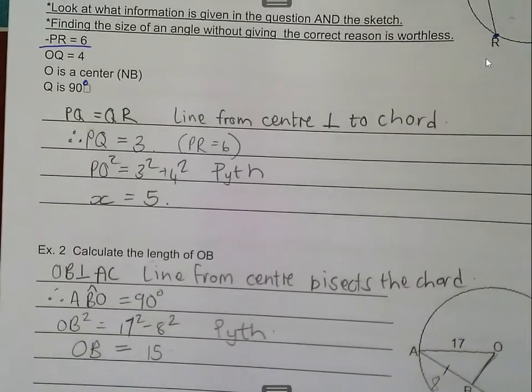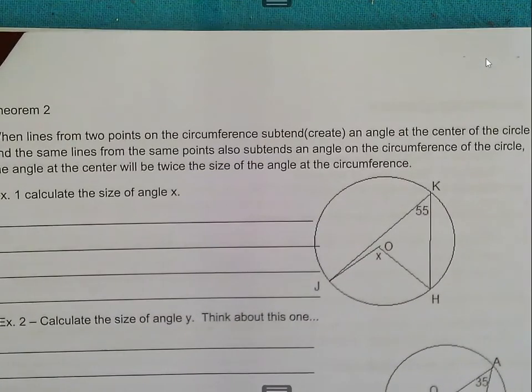Can we look at the example for Theorem 2? Do you remember what Theorem 2 is? The angle at the center is equal to 2 times the angle at the circumference. And those two angles must be, what's that word? Subtended by the same chord or arc, the same 2 points. The same mom and dad must have a baby at the circumference, and the same mom and dad must have a baby at the center. Then they will be double. You remember? Go.